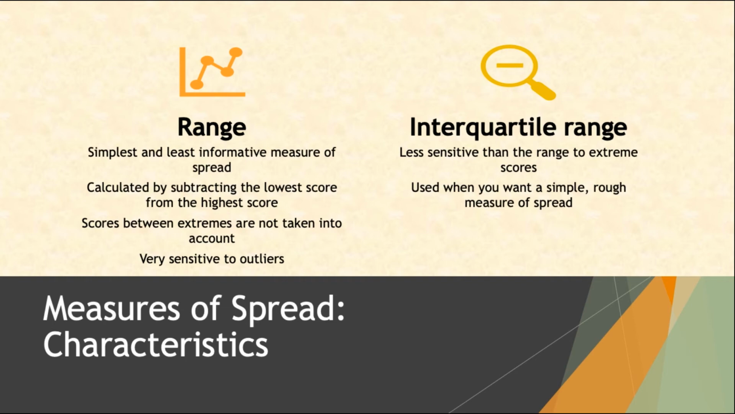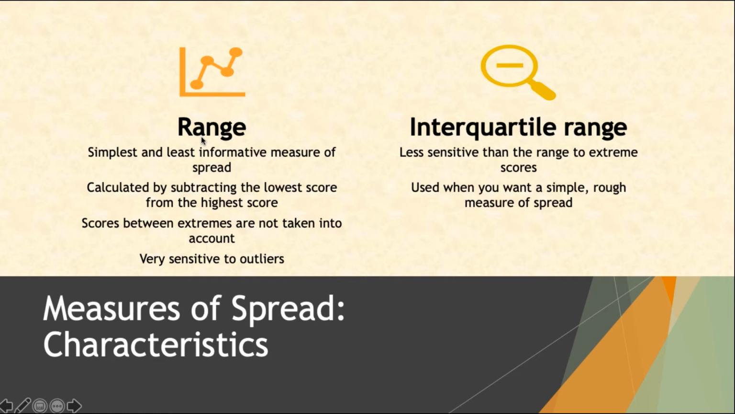But this simple example illustrates an important point about descriptive statistics. When you are evaluating your data, you should take into account both the center and the spread of the scores. So here we are going to review 4 measures of spread: the range, the interquartile range, the variance, and the standard deviation. First, we start with the range.